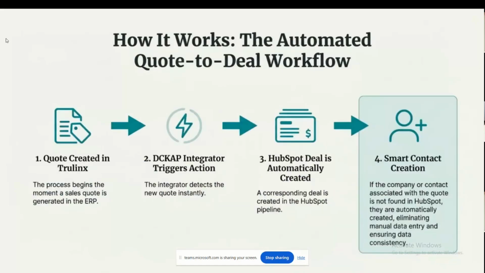The automated code-to-deal workflow looks something like this. Whenever a code is created in the tooling system, the DCKAP integrator picks up that code and automatically creates it inside the HubSpot system. If that customer or contact is not present inside HubSpot, as part of the code creation process it creates that customer and contact, assigns the sales rep to them, and then creates the HubSpot deal based upon the code data fetched from the tooling system.